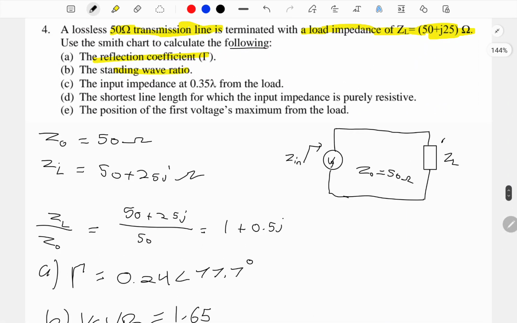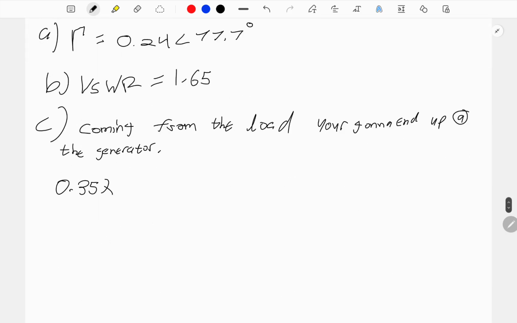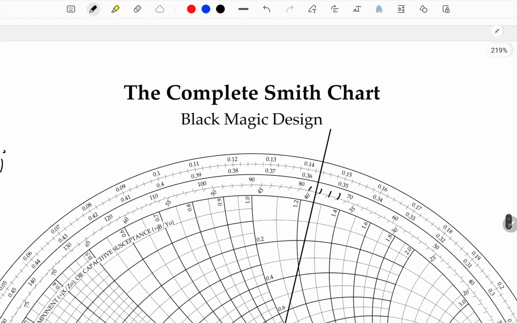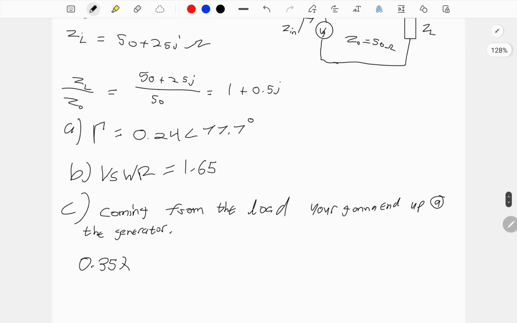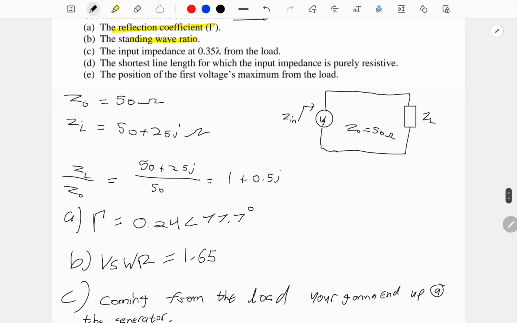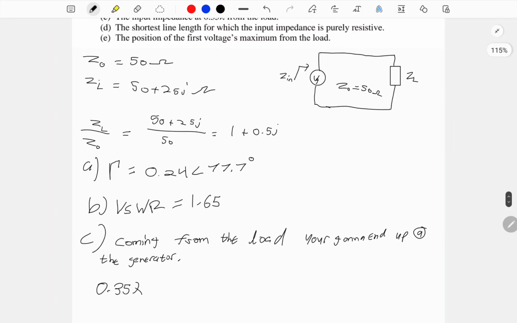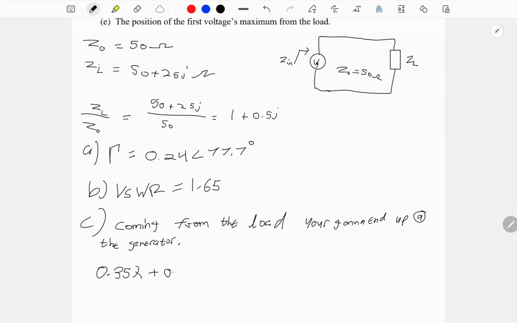And we're over here, coming from the load, so we're going towards the generator. So what is it? 0.143 lambda is where the load is. And they want the input impedance 0.35 lambda from the load. So what do we do? We add them. Add 0.143 and 0.35, that's 0.493 lambda.